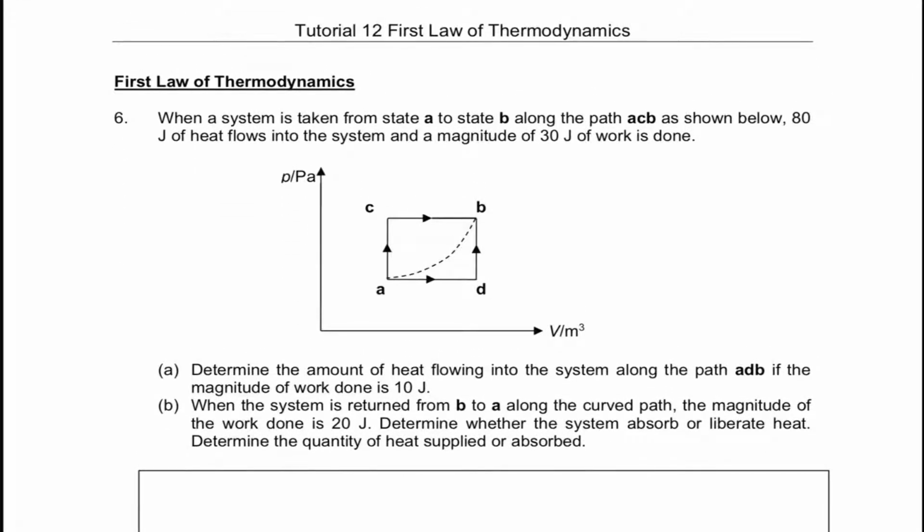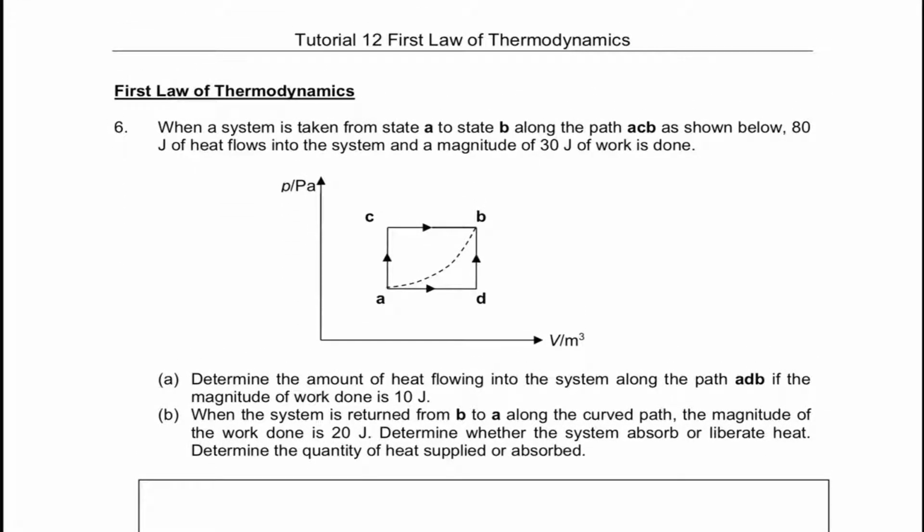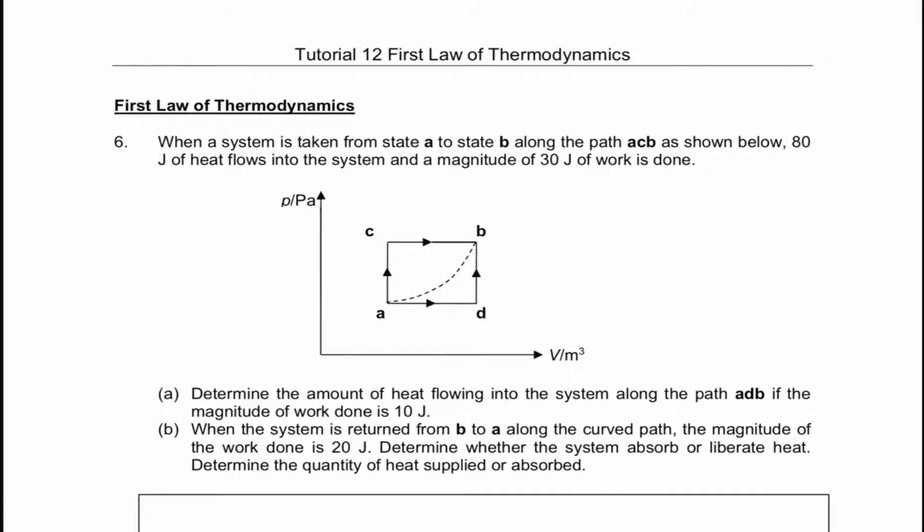Okay, when a system is taken from A to B via the path ACB as shown below, you are given 80 joules of heat flows into the system and a magnitude of 30 joules of work is done. So ACB is through this path. Let's just mark it in red for you. It goes this way along the path as shown. This is the first one. So in this path, your Q in is equal to 80, and your work on, because it's expansion, will be negative 30.